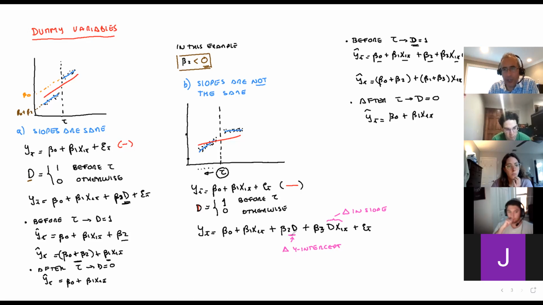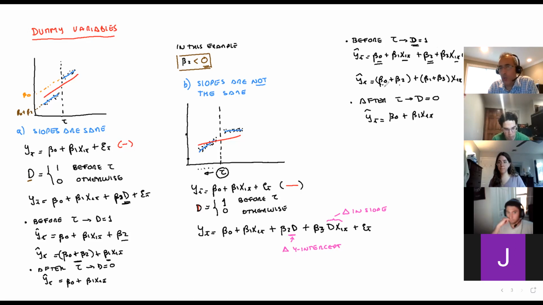So if D is 1, just replacing in your equation, beta 2 is going to be beta 2 times 1. And also this one here is beta 3, 1 times x1, is beta 3 x1. And then what you do is you simply collect the terms. This is a constant, this is a constant. You can sum them. And this has a common factor x1t. You simply sum the coefficients, and then you have this one here.